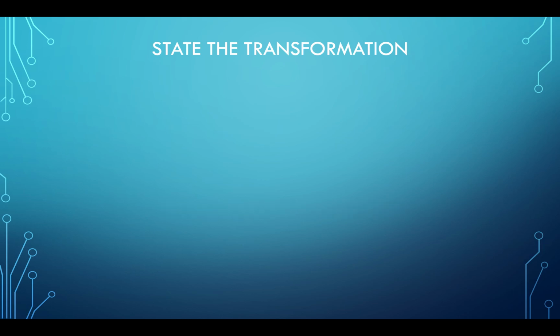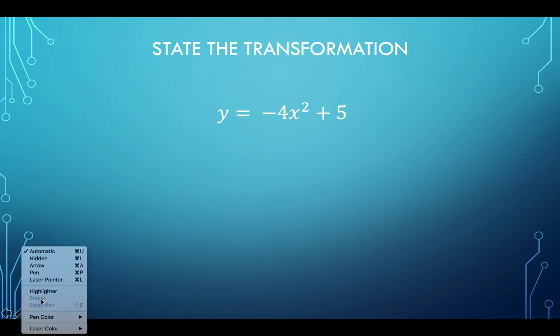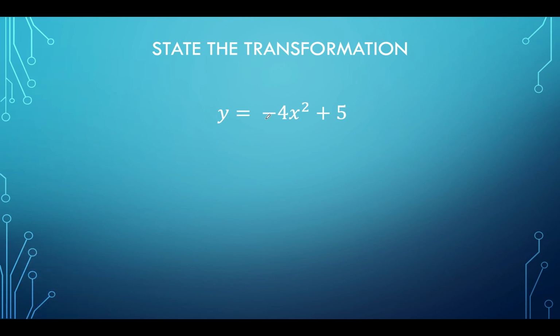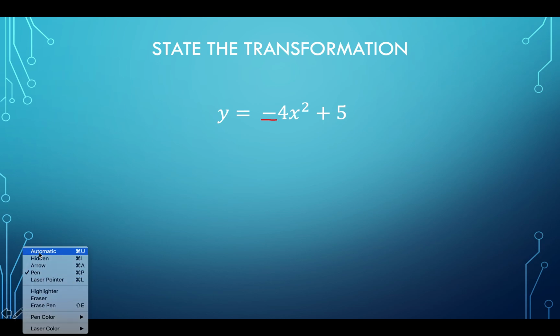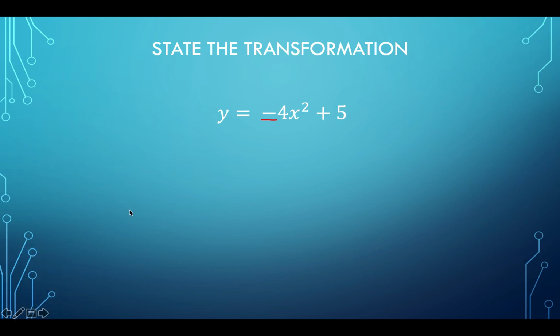So we're going to, once again, state the transformation. Y is equal to negative 4x squared plus 5. Now there's a couple things going on in this graph here. We have a negative sign. So what's the negative sign mean? Negative in front means the graph is reflected.